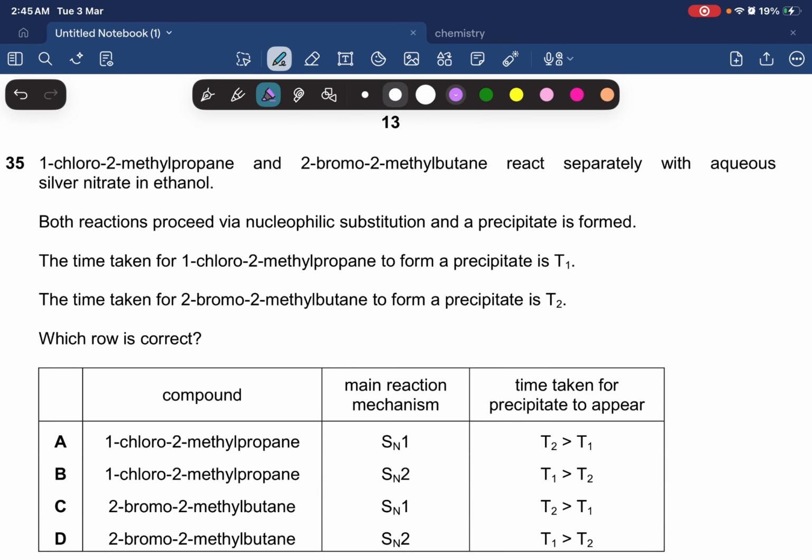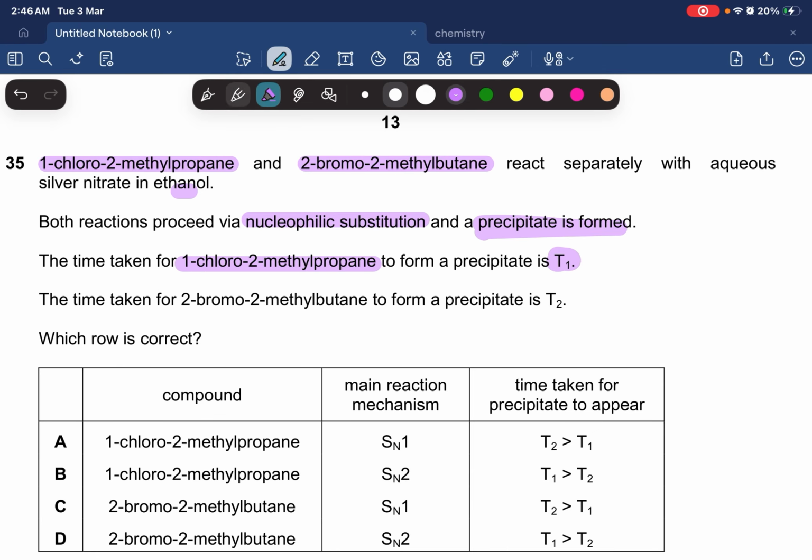1-chloro-2-methylpropane. Oh my god, that's such a big name. 2-bromo-2-methylbutane reacts separately with aqueous silver nitrate and ethanol. Both reactions proceed via nucleophilic substitution and a precipitate is formed. The time taken for 1-chloro-2-methylpropane to form a precipitate is T1.